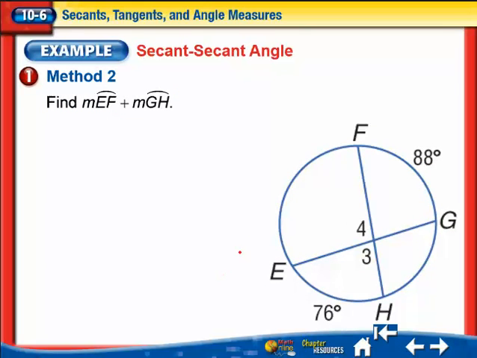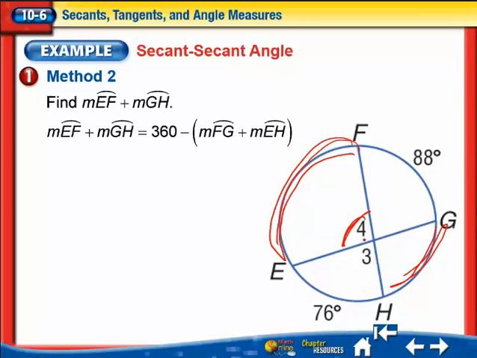Or you could have done it this way. 2 different ways we could have approached this problem. We could have found the sum of these two. Since we were looking for angle 4, we really need the sum of these 2 arcs that are unknown, divided by 2. I can't find the individual measures of those arcs, but I can find their sum, because it's what's left over when I add these 2 arcs together and subtract from 360. So we're going to add the 2 that we know here and then subtract that sum from our 360.